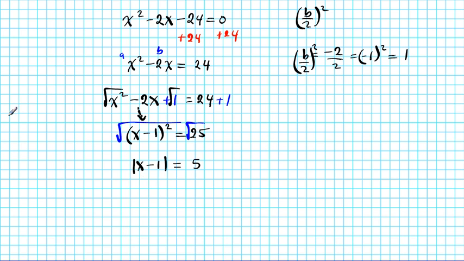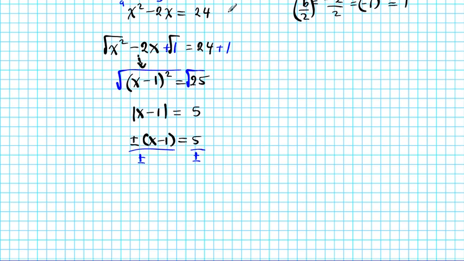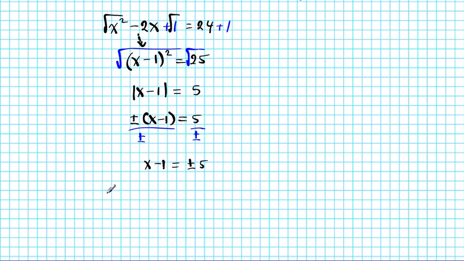Alright, so another way of writing absolute value is the distance from 0 to the left or right, so I can write plus or minus x minus 1 equals 5. And I can divide both sides by plus or minus. So divide this by plus or minus, and divide that by plus or minus. And what you're going to end up with is x minus 1 equals plus or minus 5. Alright? So here we can split this into two equations. We can make it x minus 1 equals negative 5, or x minus 1 equals positive 5.